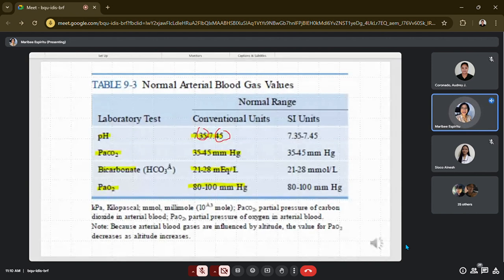Then you have, ito na lang tatandaan nyo, bicarbonate, 21 to 28. And of course, the normal oxygen level natin should be around 80 to 100 millimeters mercury.